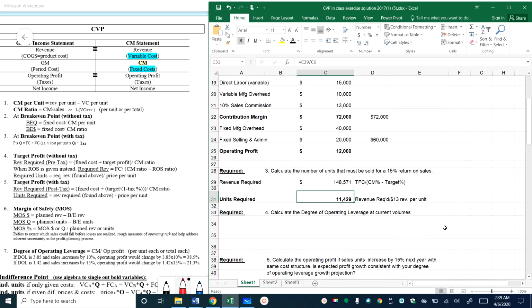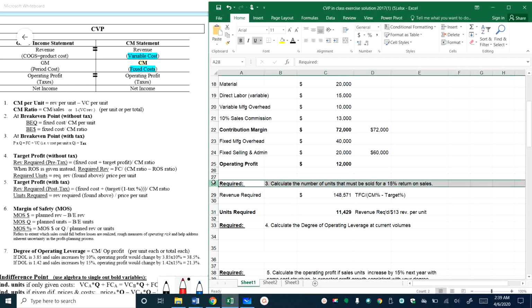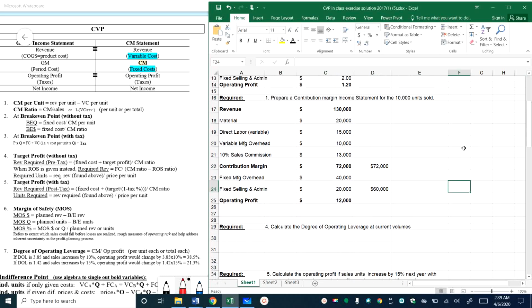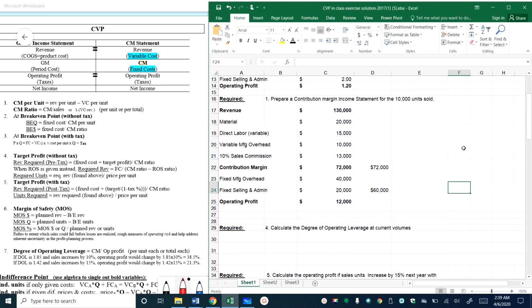Okay, now to the degree of operating leverage. So for this fourth one, it says calculate the degree of operating leverage at the current volumes. So why don't you try that out for a second?